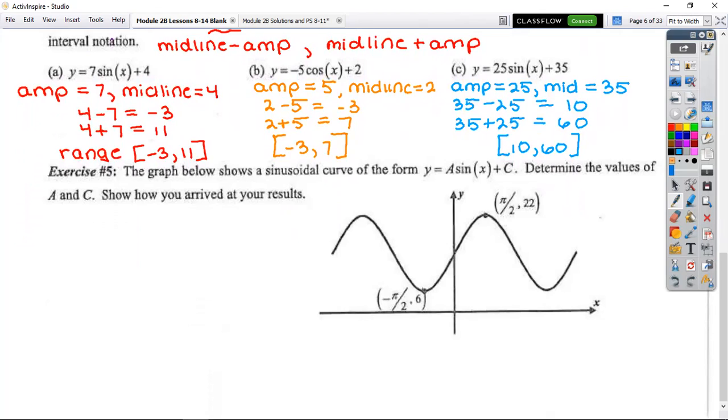So next, it says the graph below shows a sinusoidal curve of the form y is equal to a sine of x plus c. Determine the values of a and c. A stands for amplitude. So to get your amplitude here, I am going to sketch my midline, and I'm really going to just count. So my midline is my halfway mark. If you eyeball it, it's right here.